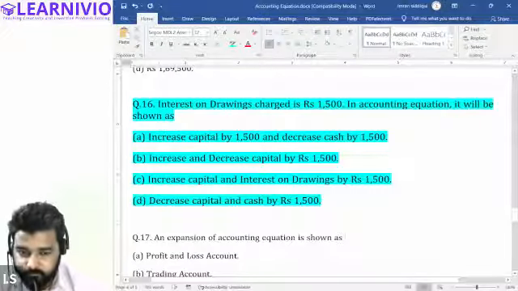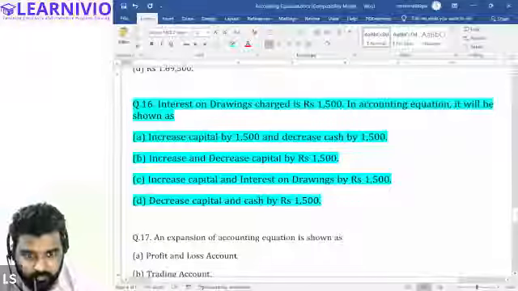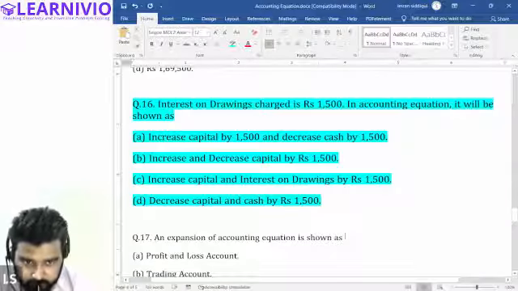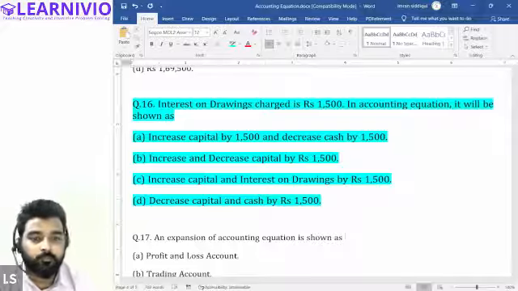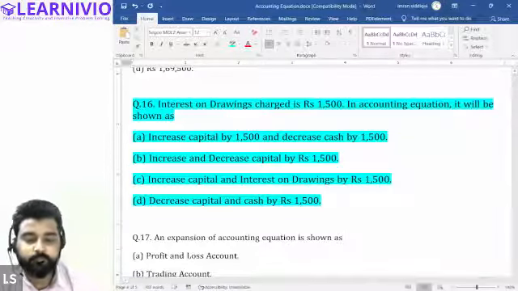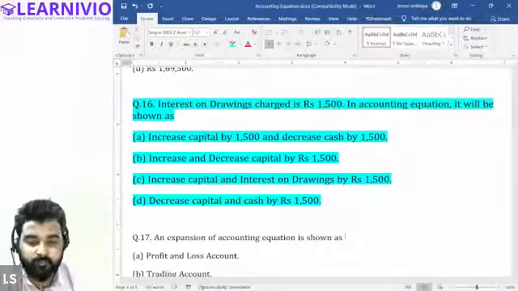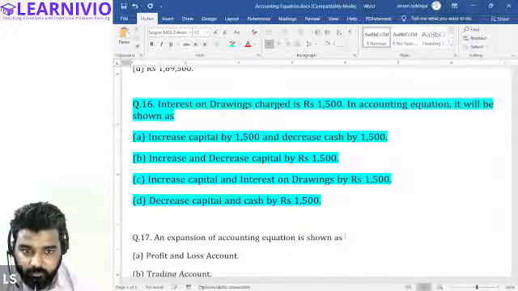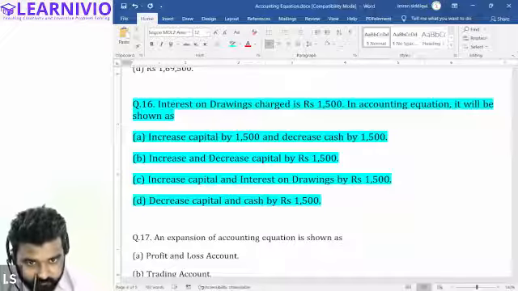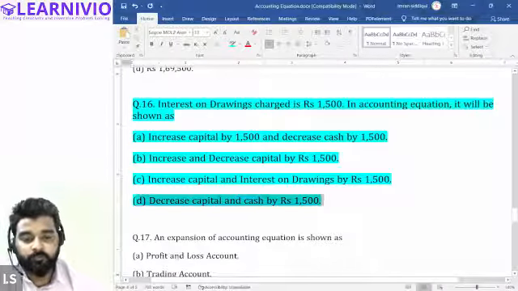Okay. Samiksha? Sir, is it increase and decrease in capital by 1500? Increase and decrease in capital. Okay. And Peer? Sir, increase and decrease in capital. Okay. And anyone else? Steve, can you answer this? All right, never mind. Option D is the correct option, everyone. Decrease in capital.